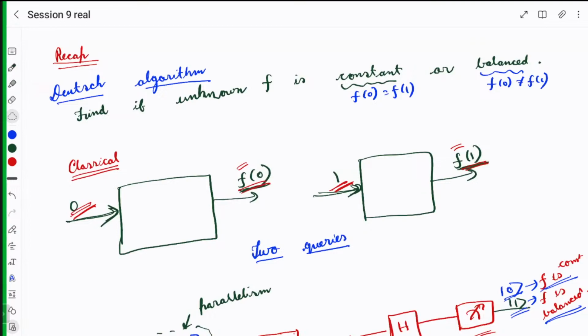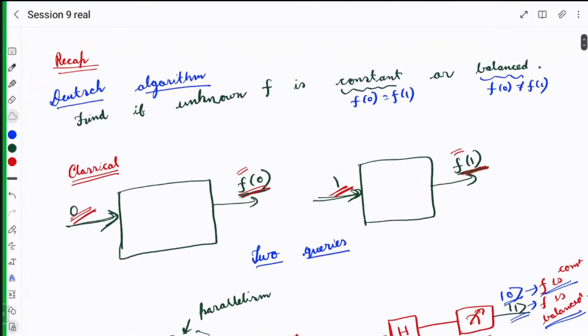Okay. So welcome back to the tutorial series on basics of quantum computing. So let's start with the recap. Last day we looked at the Deutsch algorithm, and the purpose of the algorithm was to find, given an unknown function f, whether that function is constant or balanced. Constant meaning f0 and f1 are the same, and balanced meaning they are unequal.